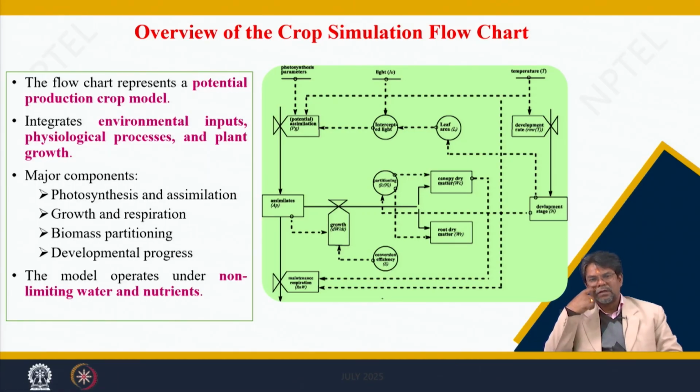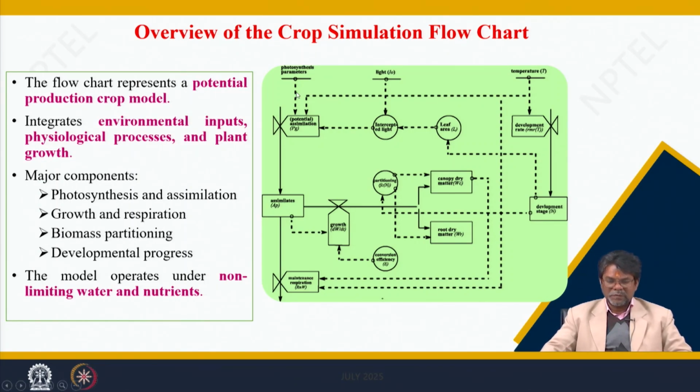Also, the model operates with no biotic stress; in particular, the crop does not suffer from water and nutrient stress. So, if you see this, this is the flow chart of the potential production simulations. From the compartment models you can understand that these are the rate variables: potential assimilation Pg is a rate variable, maintenance respiration is a rate variable, growth rate is a rate variable, and this developmental rate is also a rate variable.